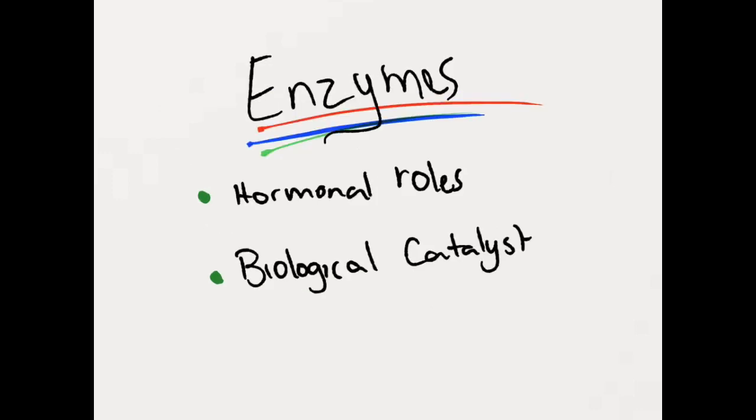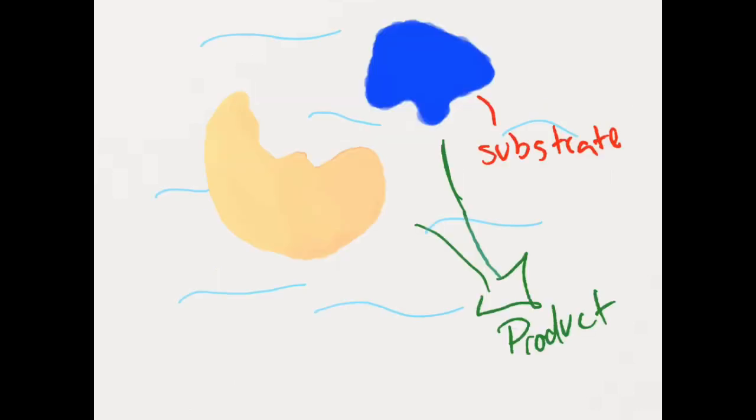Enzymes are the perfect example of globular proteins with hormonal roles. They work as a biological catalyst. Let's look at an enzyme with more depth. An enzyme takes a substance and converts it into something that becomes useful to our bodies. The substance that the enzyme takes is called substrate, and the result is called product.